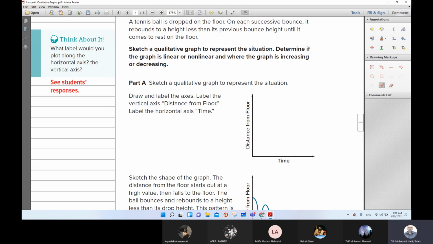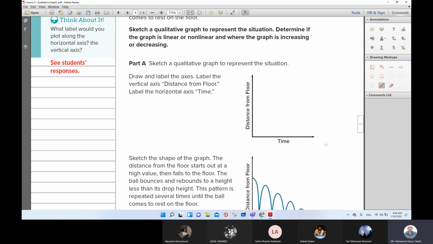So the first step: sketch a qualitative graph to represent the situation. Draw and label the axes. Label the vertical axis distance from floor. Label the horizontal axis the time. As you see here, draw the x-axis to represent the time, and draw the y-axis to represent distance from floor.